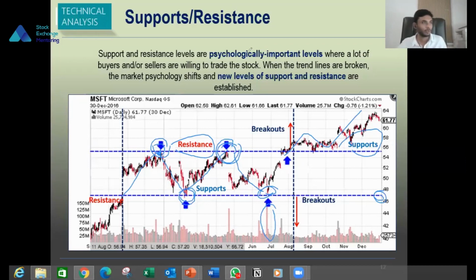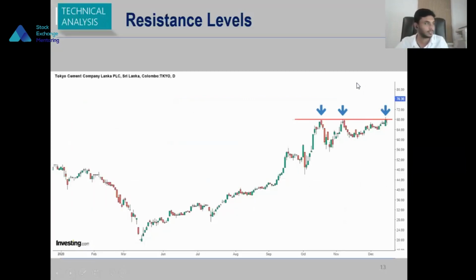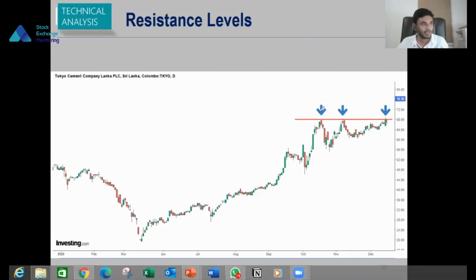So we will quickly go through some examples of recent Colombo Stock Exchange charts, to see how these support and resistance levels are useful. For example, Tokyo, during October, November, December, clearly you can see every time it reached the 68 level, there was resistance. The stock had clear resistance after it reached 68. The second time it reached 68, the same happened. If you identify these resistance points based on two points, these levels, definitely this will be useful information for you to make your trading decisions.